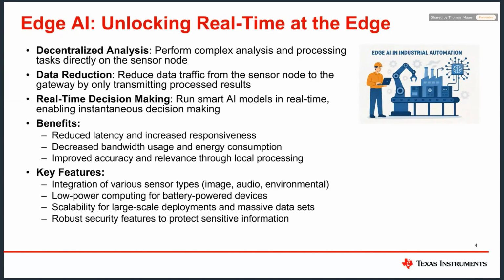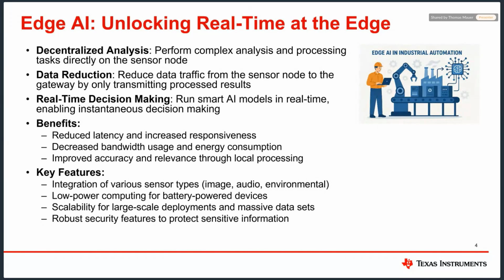For example, you can run some smart algorithms, some smart AI models in real time at the sensor. The benefit of those mechanisms is you reduce the latency and increase responsiveness because you do all the processing directly at the sensor or at the edge. You decrease the bandwidth usage and the energy consumption overall, and you also improve the accuracy and the relevance through the local processing at the sensor node.